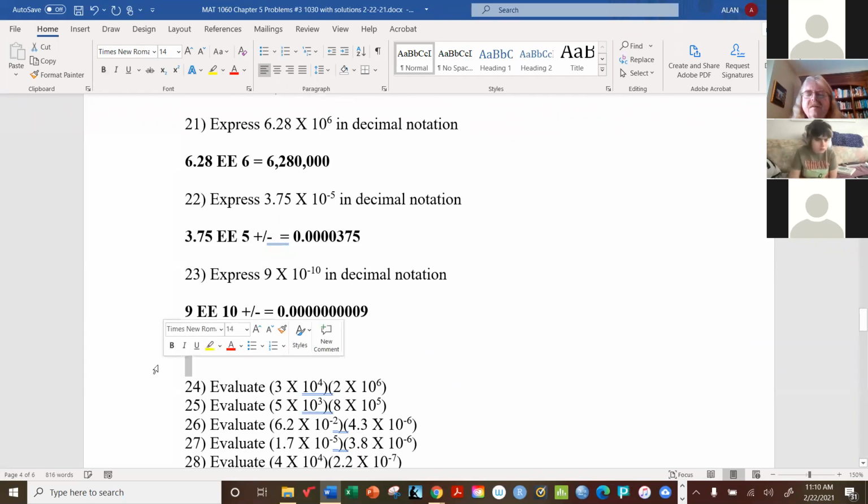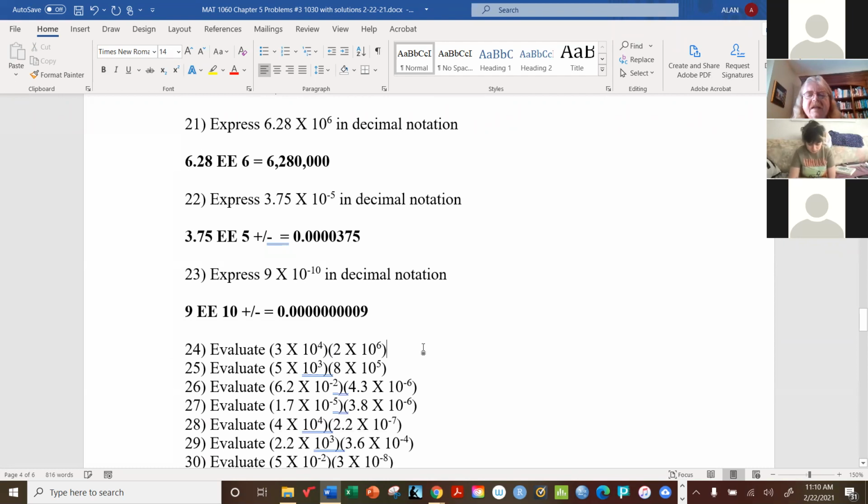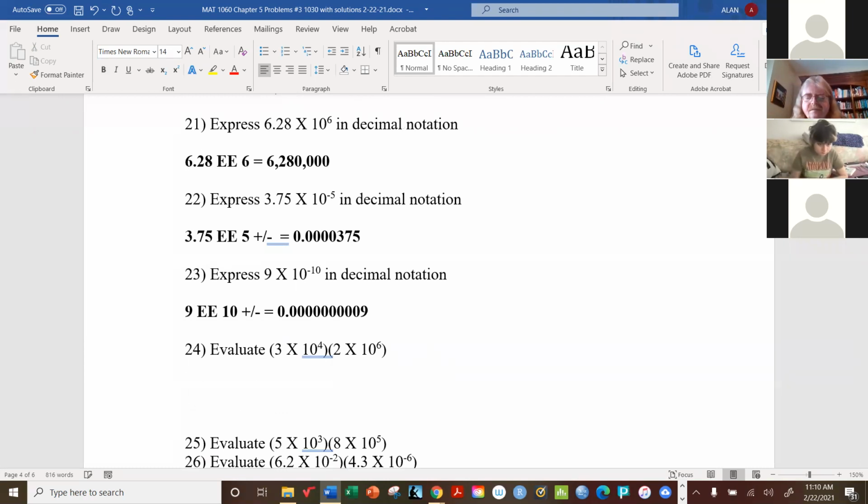Now, here we are. We're going to do some algebra with our scientific notation. So remember, the strategy is to multiply out the constants first, and then apply the product rule to the exponents. In many of these cases, it turns out really nicely. In some cases, we have to make some adjustments. So this one, for example, is just 6 times 10 to the 10th, and you're done.